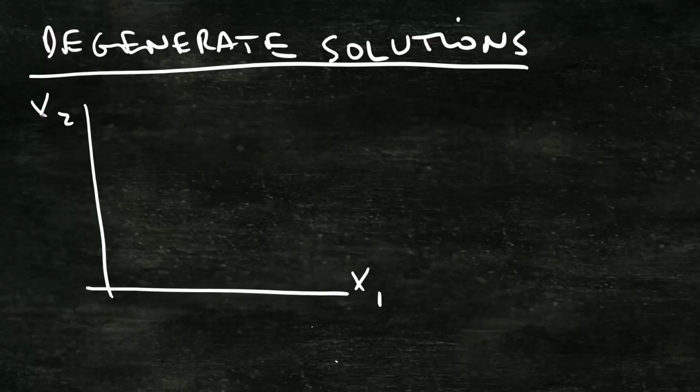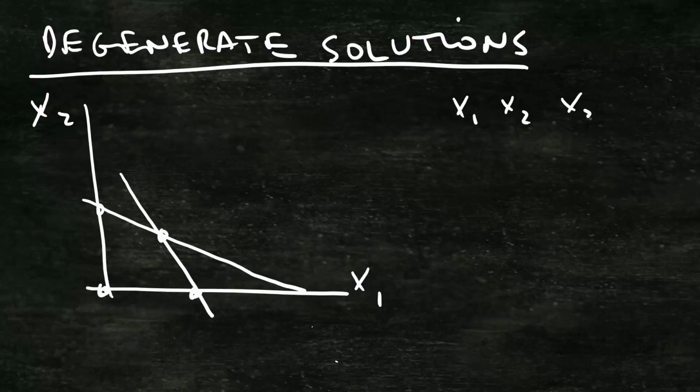X1, X2 are tables and chairs. And we have a constraint that looks like that, and a constraint that looks like that. And we have these four basic feasible solutions. And let's just list here X1, X2, X3, X4. And what we have is we have four corner points, A, B, C, D.